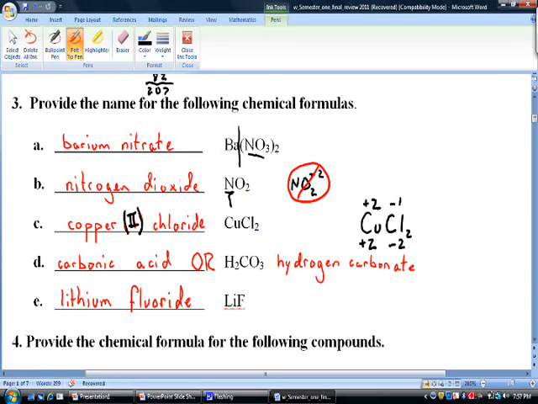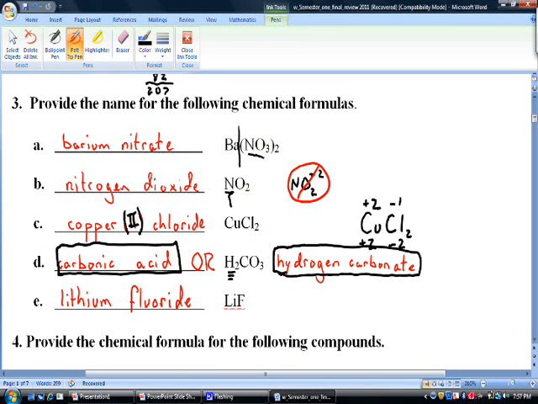Now, moving to D, there are a couple of things you could put here. First of all, it does start with a nonmetal, but remember, hydrogen sometimes acts a lot like a metal. This is not a binary compound, so you can't use prefixes. A lot of you are going to say hydrogen carbonate, and that's going to be just fine. Or if you look on the other side of your common ion sheet, there's a list of acids, and this would be listed there as carbonic acid. Either one of those would be acceptable to me.